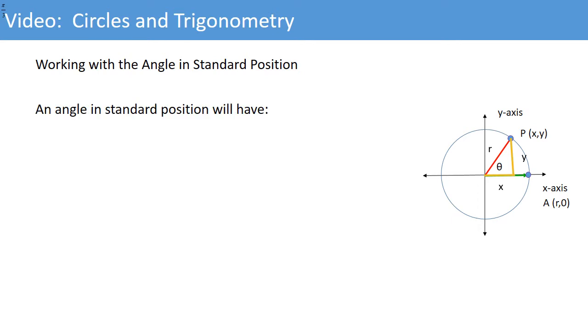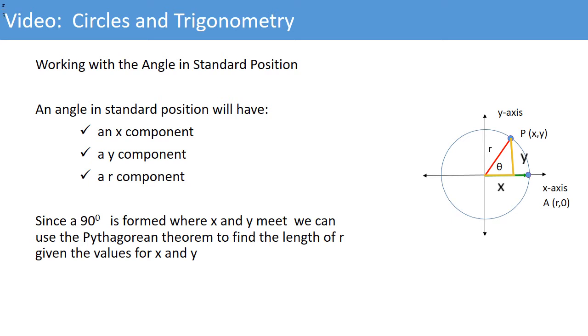An angle in standard position will have an x component, a y component, and we have the r component indicating the radius. Since a 90-degree angle is formed where x and y meet, we can use the Pythagorean theorem to find the length of r, given the values x and y. This will give us the formula then, r squared is equal to x squared plus y squared.